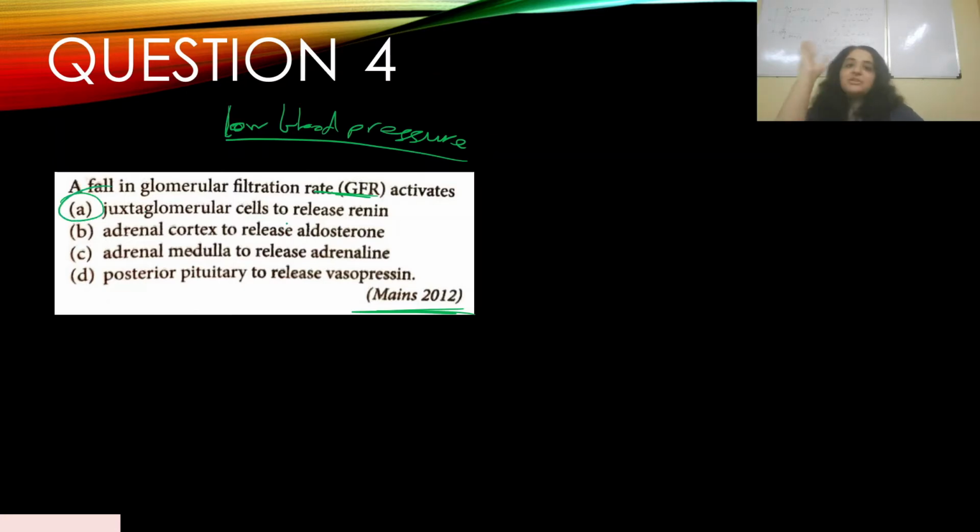Okay, renin eventually forms angiotensin 2. Angiotensin 2 then activates aldosterone. See, they are all interacting with one another, right? Now, aldosterone will act on the principal cells, then they will activate vasopressin. Do you get how they are all interacting with each other? Correct? So, a fall in GFR will activate the JG cells to release renin. So, your answer should be A.